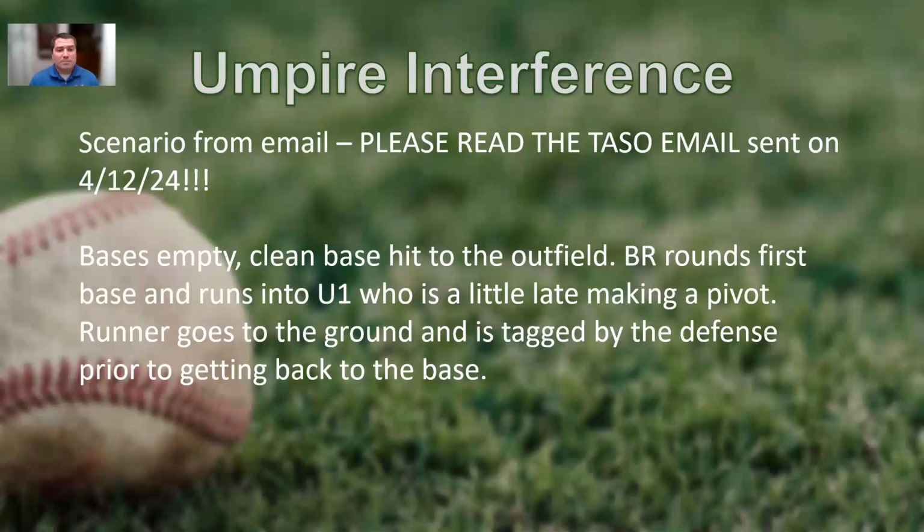So here we go. Base is empty. We have a clean base hit to the outfield. The batter runner rounds first base and runs into U1, the base umpire, who's a little late making a pivot. The runner then goes to the ground and is tripped up. So he's now lying on the ground. The ball is quickly thrown in. They catch, and he is tagged by the defense prior to getting back to the base. My question to you, is this umpire interference?